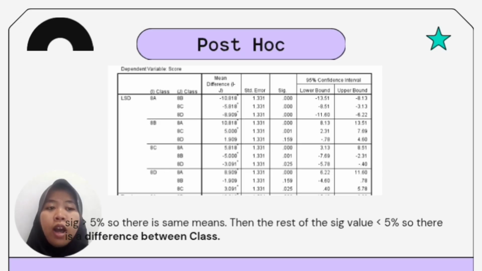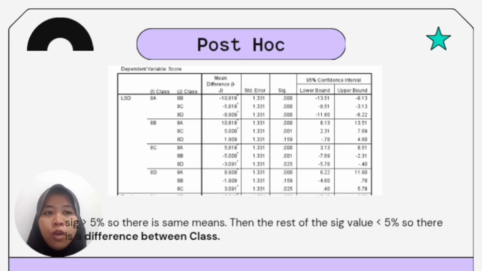But if we look at the significance for HP and ST, it is equal to 0,159. It means greater than alpha, so HP and ST are not different in score, or the average is not too much different. So we can conclude that all learning models produce different scores, except HP and ST.